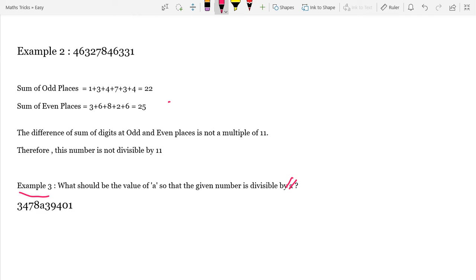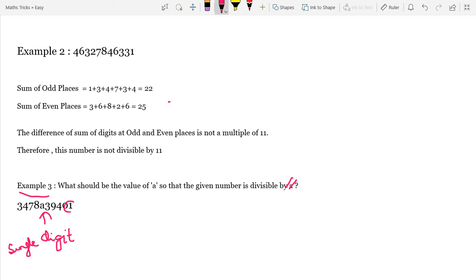Now when it says the value of a, it means the digit. Keep in mind that it is not a complete number that is absent over here. It is a single digit number only. It cannot be more than one digit, in case you are getting confused. Now with that said, we'll apply the same rule.